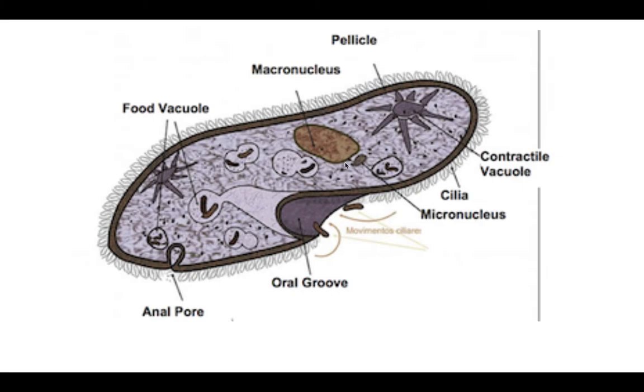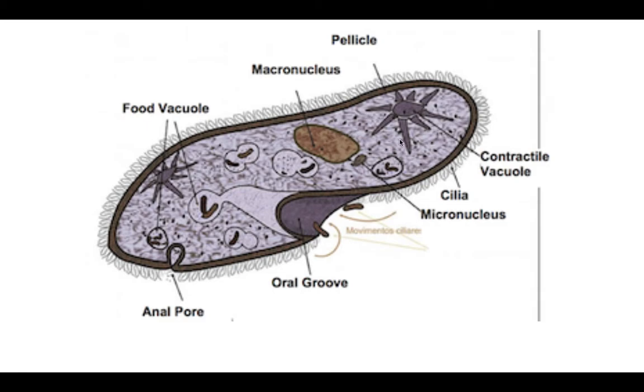These organisms have a macronucleus and a micronucleus. I'm not really going to get into the difference there, but that's where their DNA is contained. So they have the genetic information to make copies of themselves so that they can divide.